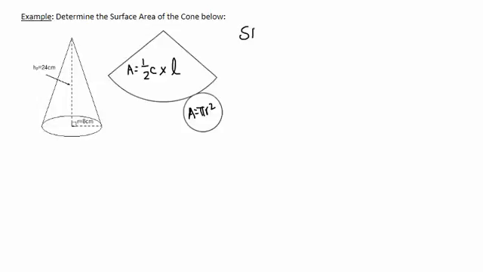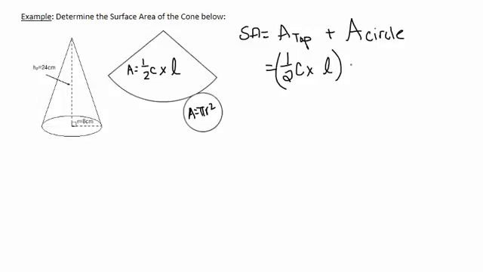So again, the surface area equals the area of the top shape plus the area of the circle. And we know that the formula for the area of the top shape is 1/2 circumference times the slant height plus the area of the circle, which is pi r squared. So again, let's calculate the slant height.